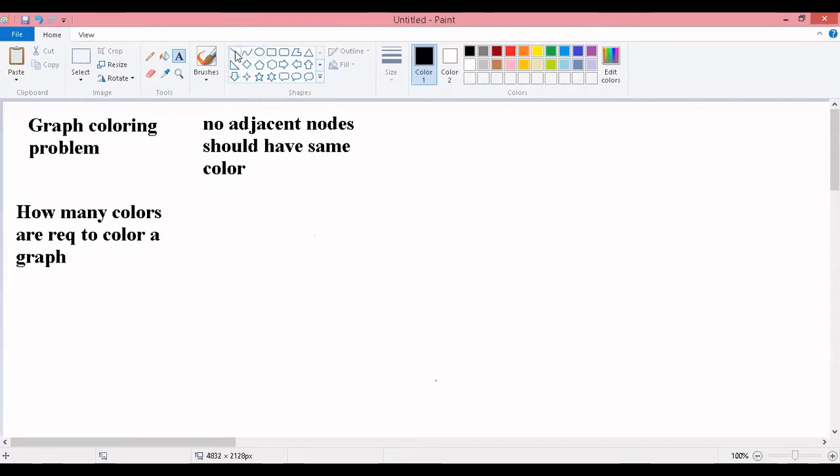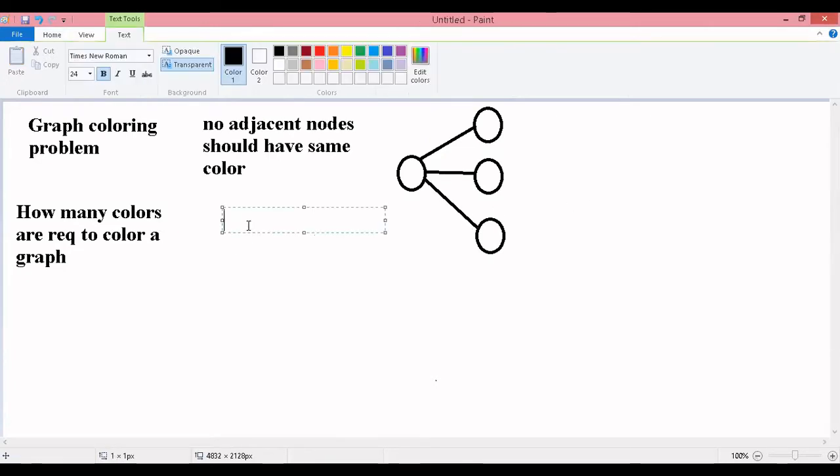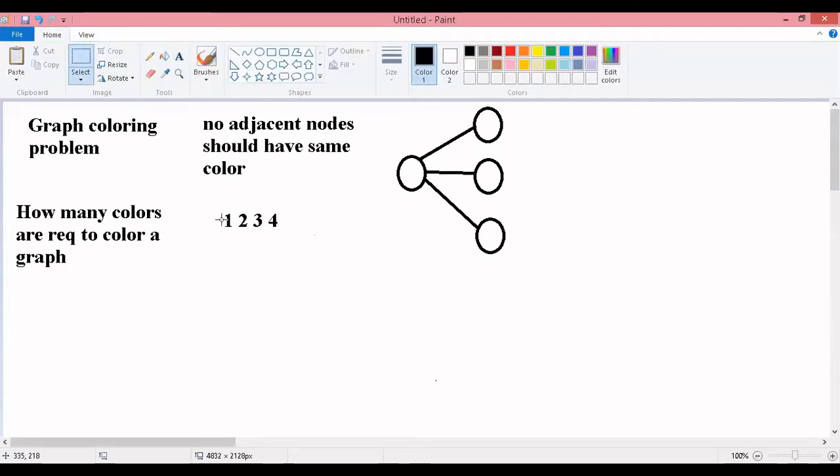Now suppose you have a different graph like this. I will show one more example, then you will understand how many colors are required to color a graph. So I have a graph like this, and the edges are 1, 2 and 3, and the nodes are 1, 2, 3 and 4. Four nodes are there. I have taken a simple graph with nodes 1, 2, 3 and 4.